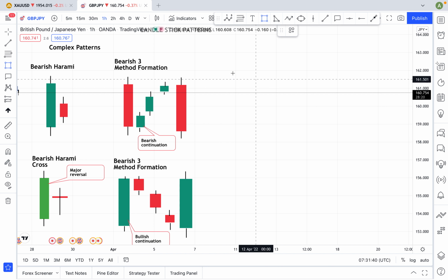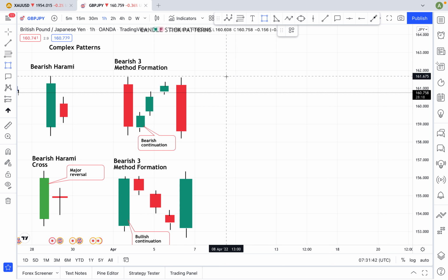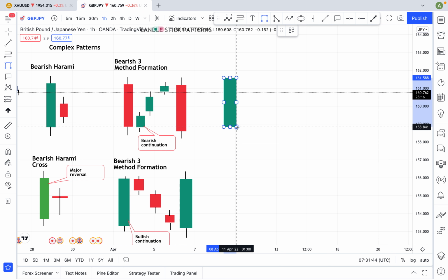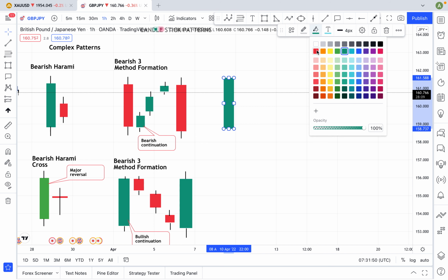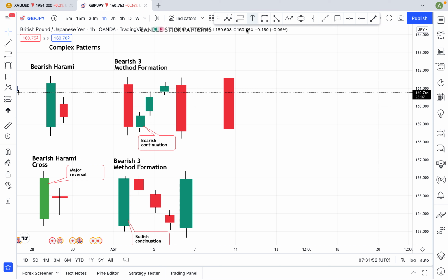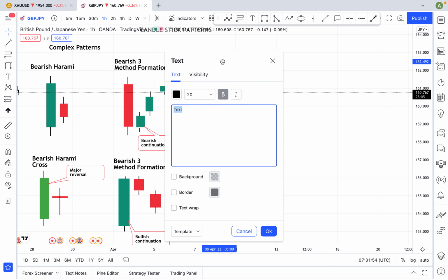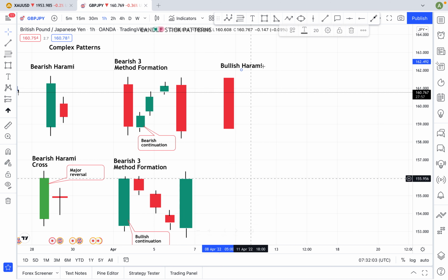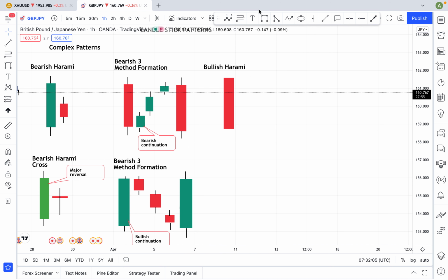And then again, we have the bullish Harami. Previously we had the bearish Harami. So now we have the bullish Harami. So this is going to be red. Let me just give it a name first before I start anything. We have the bullish Harami right here, and then we have the wicks as usual.